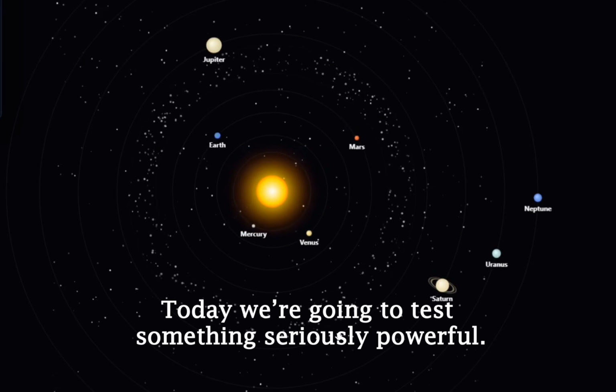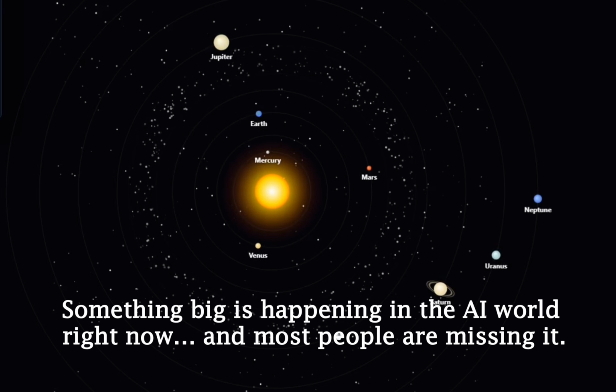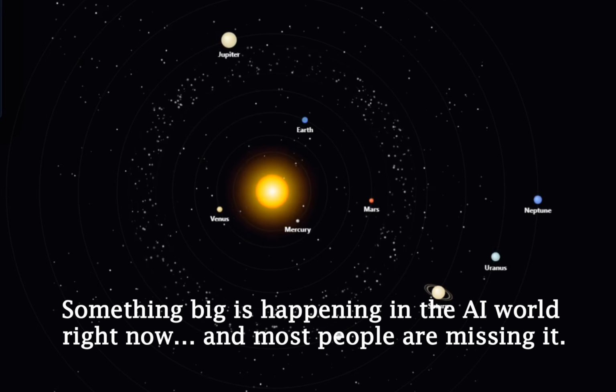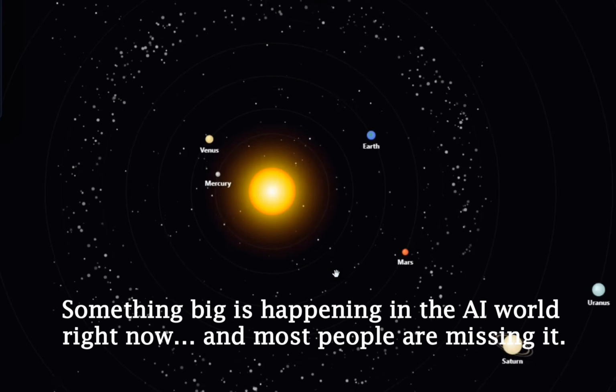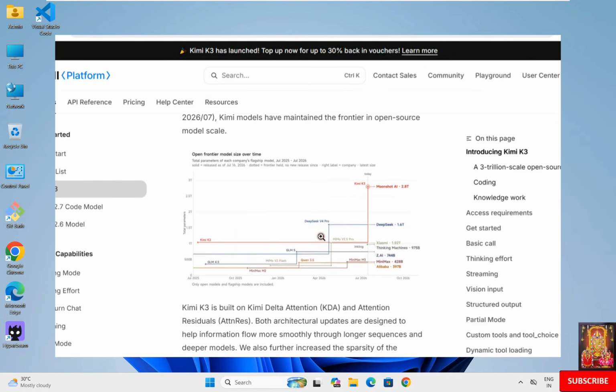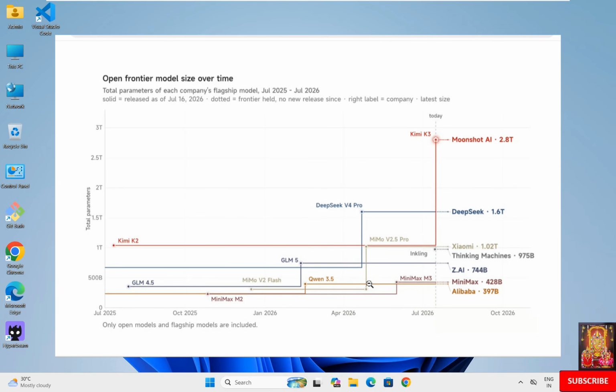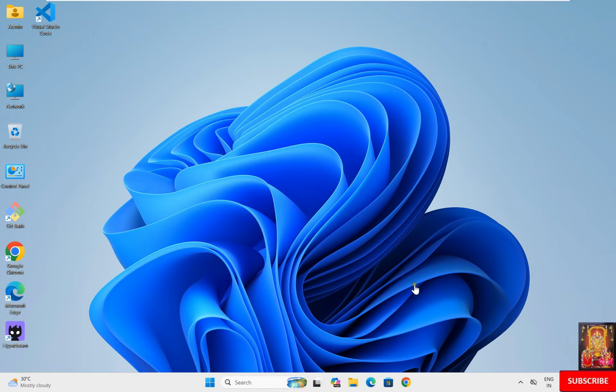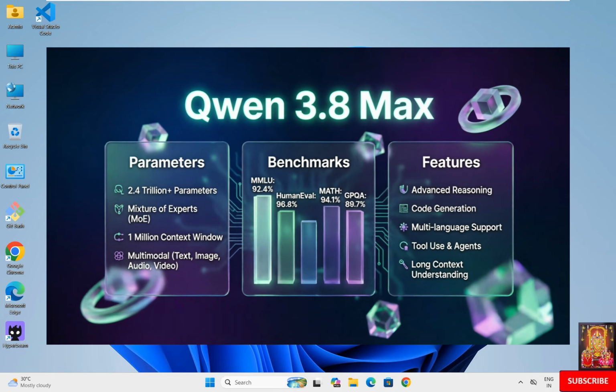Today we are going to test something seriously powerful. Something big is happening in the AI world right now, and most people are missing it. First, Kimi shocked everyone with what it could do, and just when things started settling down, Alibaba dropped something even bigger, the Qwen 3.8 Max preview. Now this is not just another AI chatbot. Alibaba's top tier model is built to go head to head with the most advanced AI systems out there.